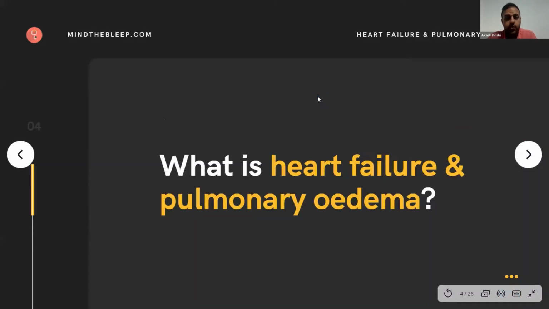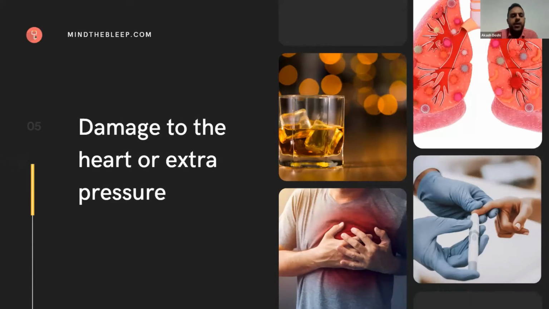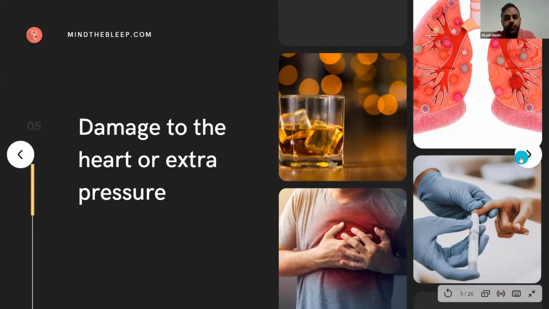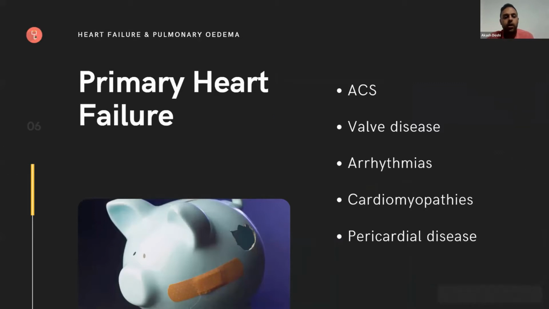So the first thing is, what is heart failure and pulmonary edema? So focus on heart failure. Heart failure is basically when there is damage to the heart, which means that it's not working properly, or also the heart can be so stressed that it doesn't work properly. So that's when there's extra pressure on the heart. And there's a bunch of different causes, which are showcased here on the right. But ultimately, we break them down into primary heart failure, where the heart is the thing that's broken, or secondary heart failure, where there's those kind of other pressures on top of it.